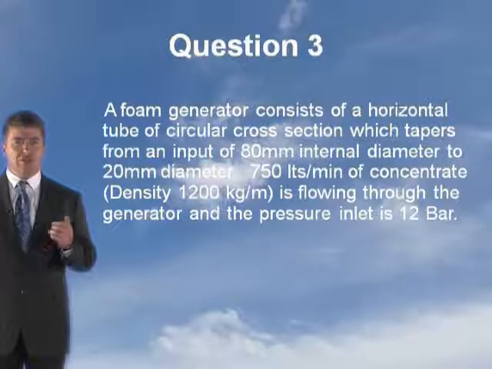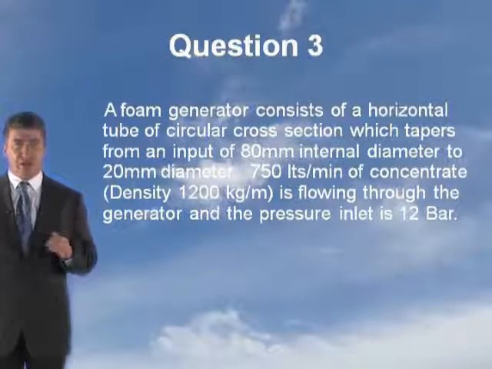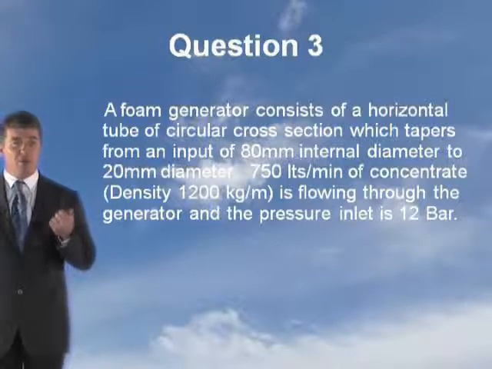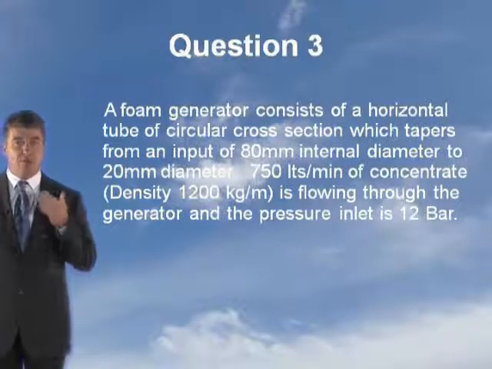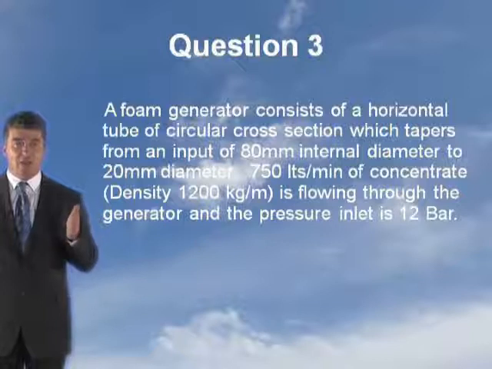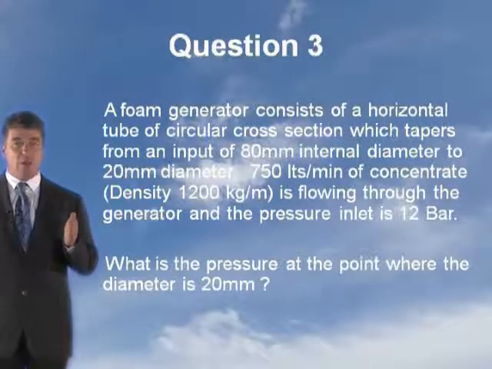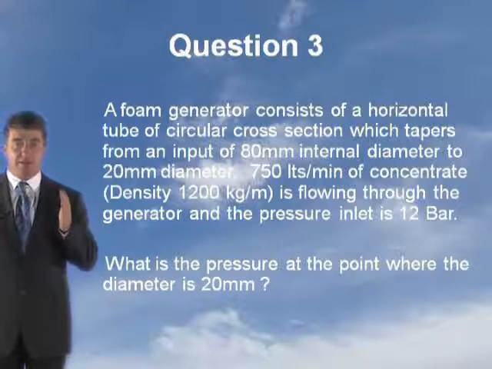Now 750 litres a minute of concentrate with a density of 1200 kilograms per metre cubed is flowing through the generator and the pressure inlet is 12 bar. What is the pressure at the point where the diameter is 20 millimetres? That's the question. Remember, what is the first thing you're going to do?